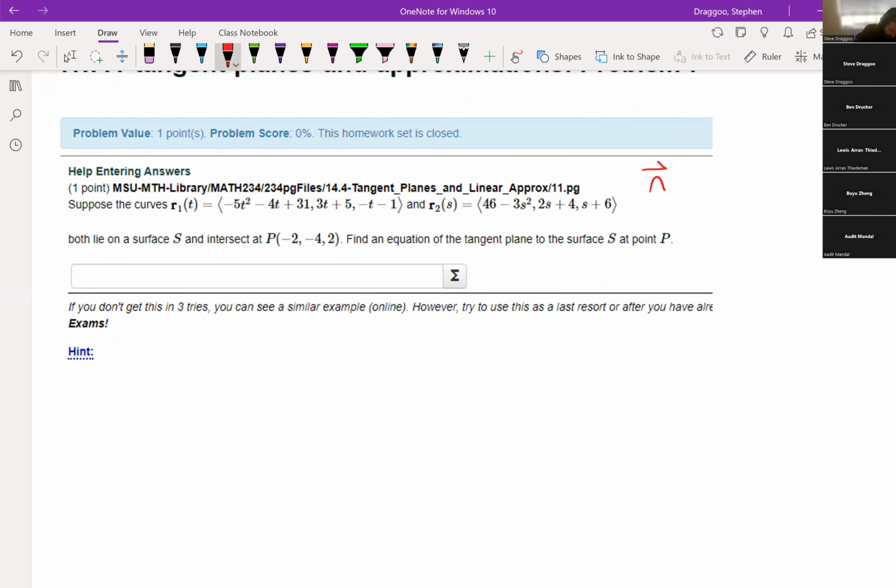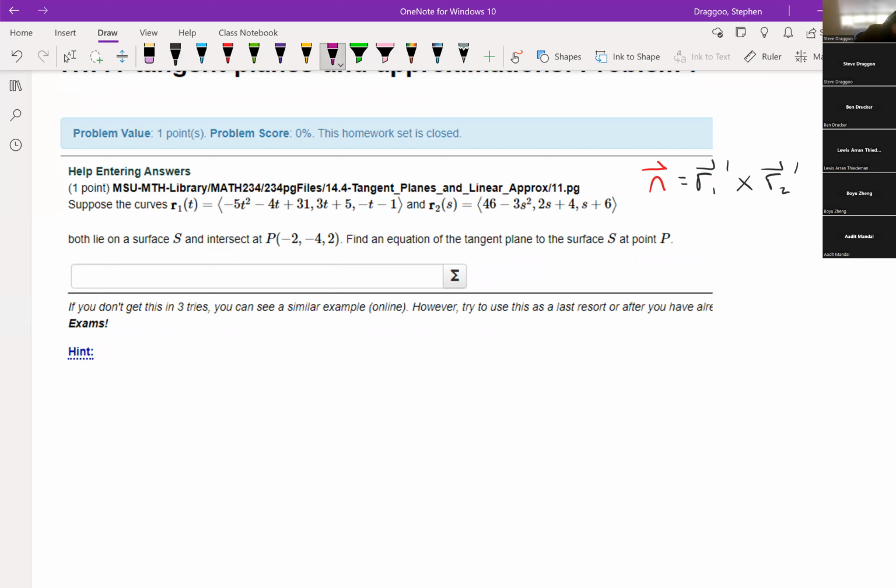So our normal vector, denoted in red, is going to be R1 prime cross R2 prime. That's our goal. We'll also need to make sure that we end up at the specific point that we want, because right now we have our two curves parameterized for t and s. And we know what our point is. We know that that point P lies on both of those two parametric equations. So I should find a value for T and for S that correspond to this point.